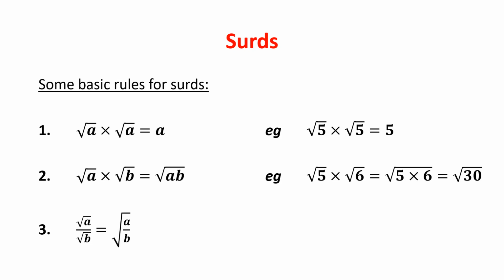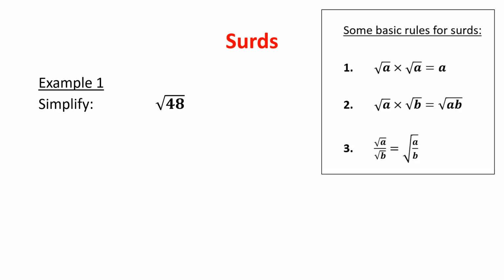And our third rule, the square root of a number divided by the square root of another number is simply the square root of the two numbers divided by each other. So if I have the square root of 40 and I divide it by the square root of 8, it's really the same as the square root of 40 divided by 8, and 40 divided by 8 is 5, so it's the same as the square root of 5.